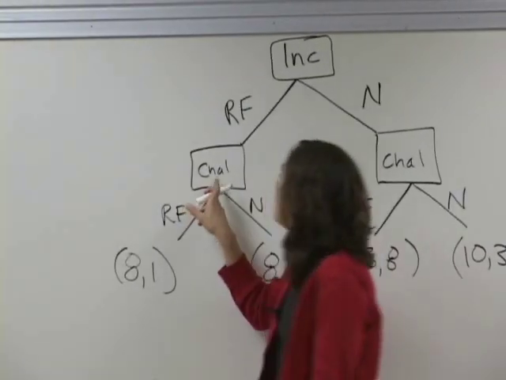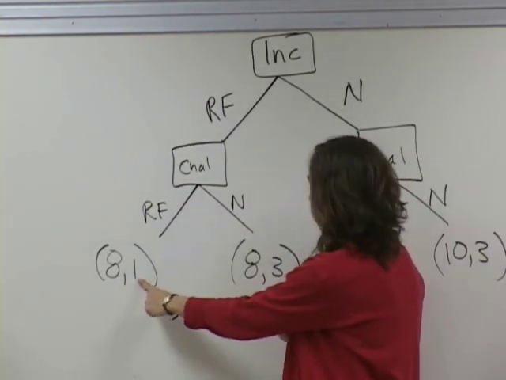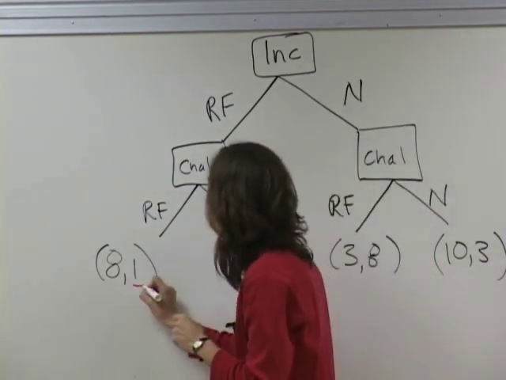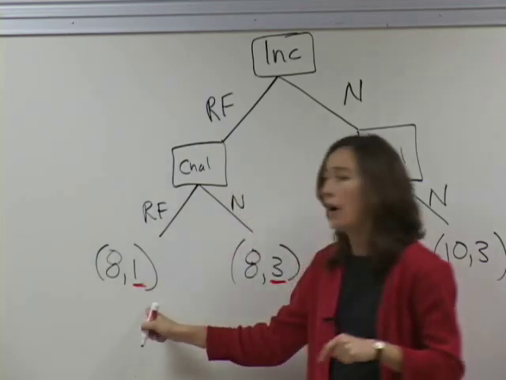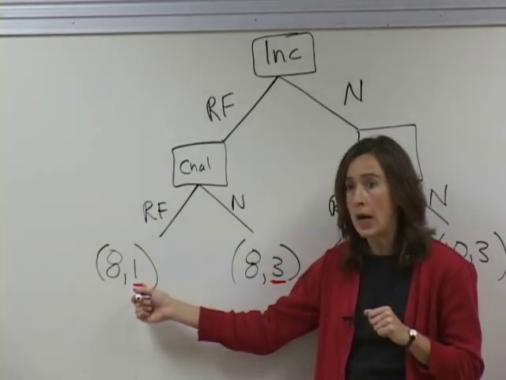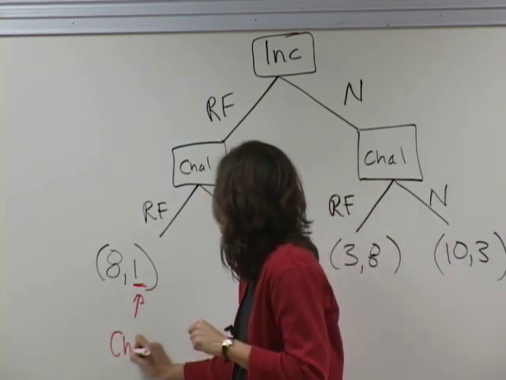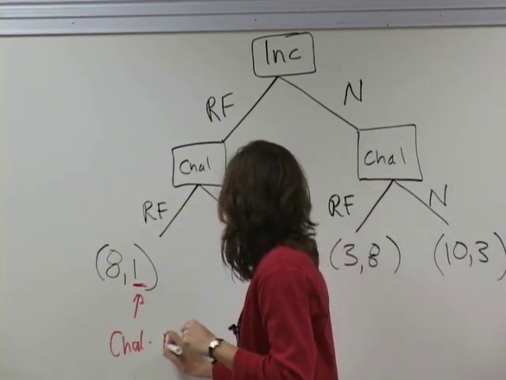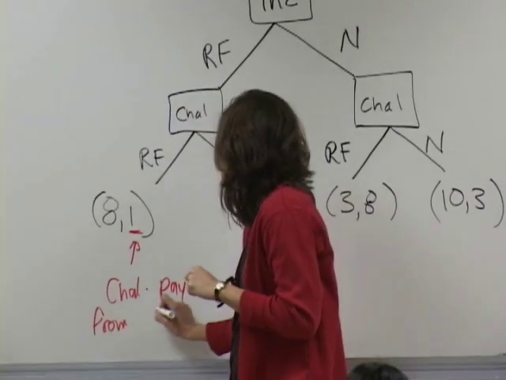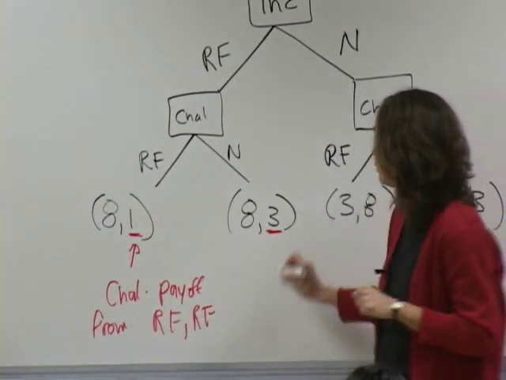Okay? So using that idea, if we get to this node, the challenger compares her payoff from raising funds to her payoff from not raising funds. And I really want to emphasize that we're always comparing payoffs that belong to the same player. We're comparing the challenger's payoff for one outcome to the challenger's payoff for another. So this is the challenger payoff from what I'm going to abbreviate, raise funds, raise funds. Incumbent raises funds, challenger raises funds.